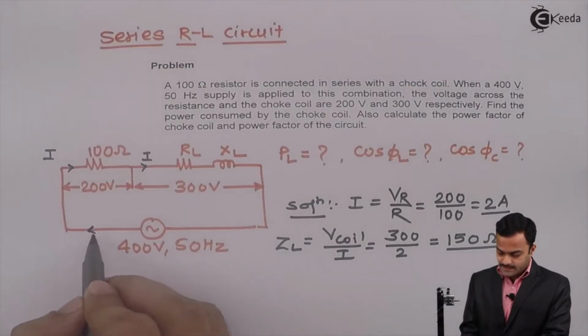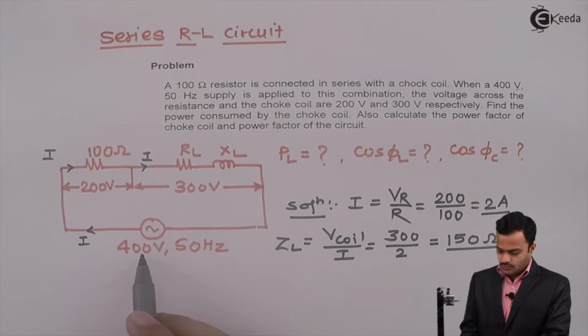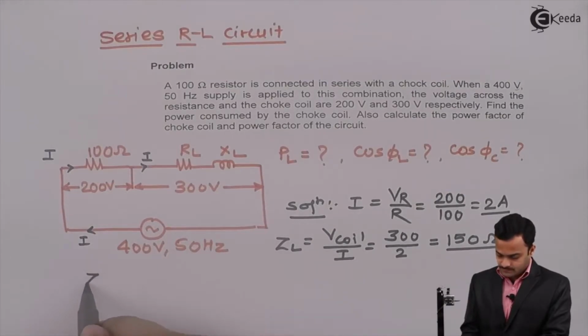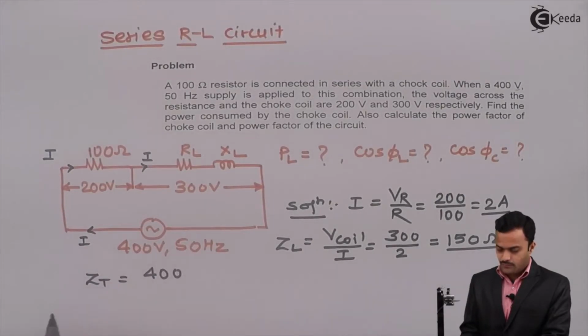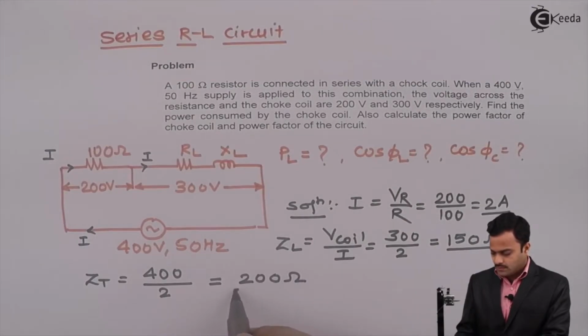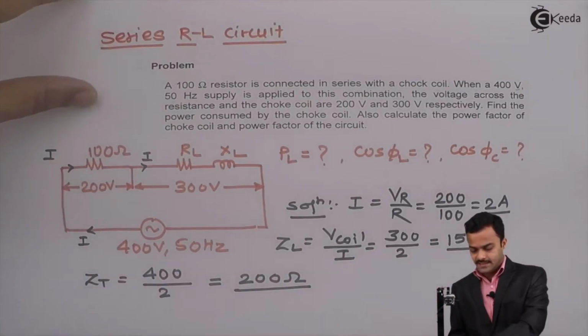Same is the case for this entire circuit. Total voltage is known, current supplied is known, I can get total impedance of the circuit. 400 is supply voltage, current we obtained as 2, so total impedance is 200 ohm. So once we got all the impedances, next job will be very easy. Let's see how.